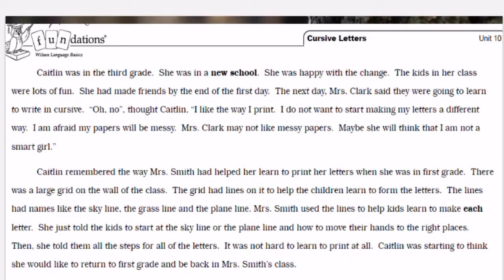Oh no, thought Caitlin. I like the way I print. I don't want to start making my letters a different way. I'm afraid my papers will be messy. Mrs. Clark may not like messy papers. Maybe she will think that I am not a smart girl.